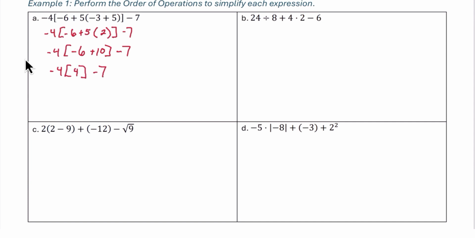Now we've simplified inside all of the grouping symbols, we can completely remove the grouping symbols by multiplying. Remember, when there's no operation between the number and the grouping symbol, it's understood to be multiplication. We have -4 times 4. That is -16. Bring down the -7. And finally, -16 minus 7 is -23.